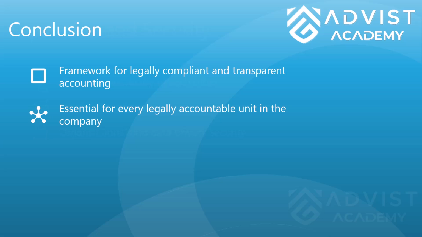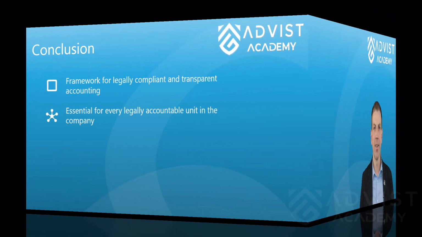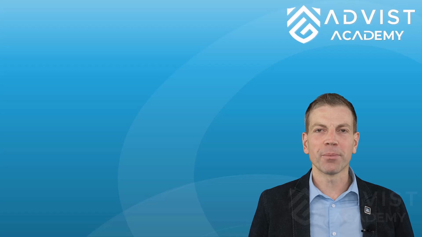In summary, the company code is the backbone of SAP financial accounting. It provides the structural framework for all financial processes, ensures legal separation within the system, and enables accurate, transparent, and compliant bookkeeping.